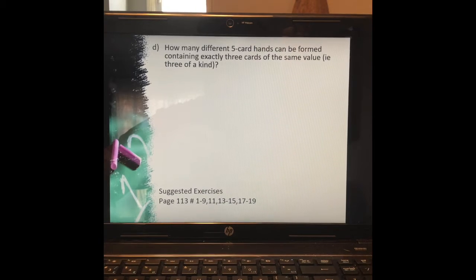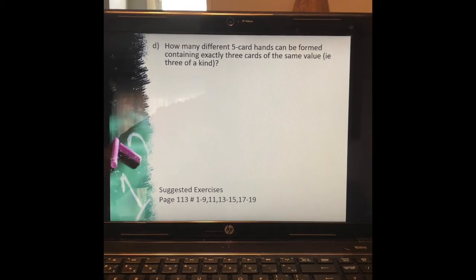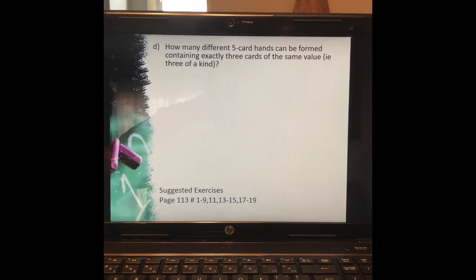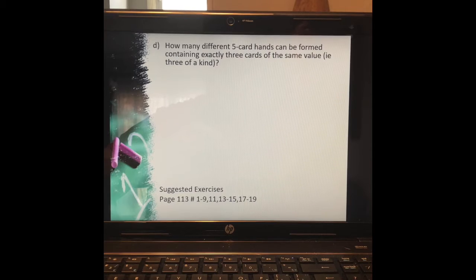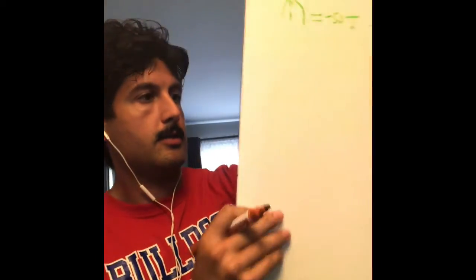So the singles would be 12 cards left, choose 2 of them. And then there's 4 suits, choose 1. 4 suits, choose 1. And that would get you a full house. I'm going to show you that on the board. All right, so 3 of a kind. Let's do that one, and then I'll show you a full house just to compare the two.